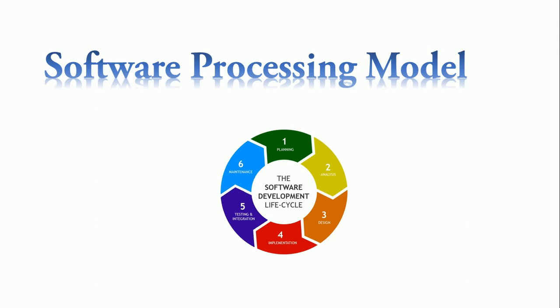See, we are living in a world where everything is digital, and all the digital things work on software. So what is software? Software is a set of instructions which perform some operations. Today we will talk about all the models of software processing. The first model we will learn is the waterfall model.